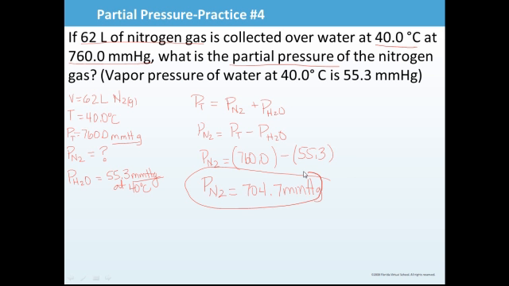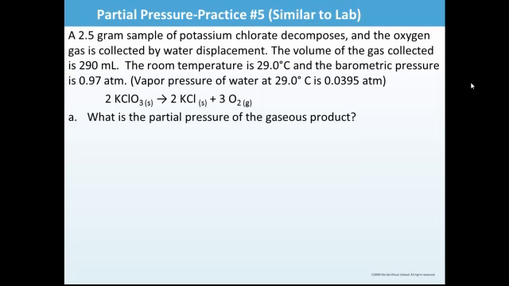The next problem we're going to do is just like the lab. It's going to have multiple parts, and we're going to go through just as if we were doing the lab. So here is the first part. Please read the problem, make a list of what you know, and get as far as you can using everything that we've talked about so far.